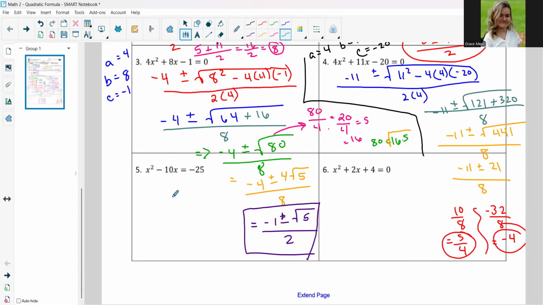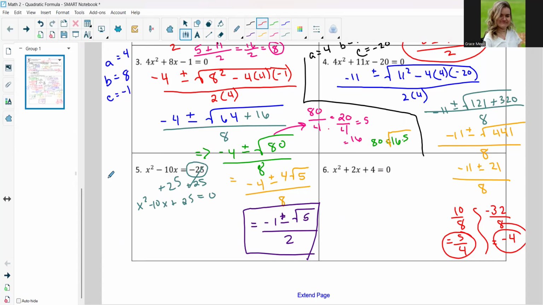All right, this time, guys, we have to work a little bit differently because our C is not with the x squared and the x. So what I'm going to do is I'm going to move this over just by adding it to both sides. And then this would equal 0. A key piece of the quadratic formula is that the original formula equals 0. Okay, so then I would have x squared minus 10x plus 25 equals 0.